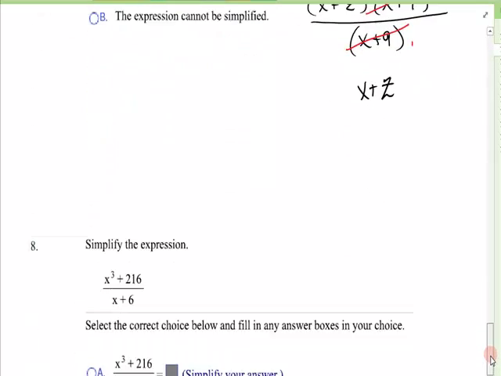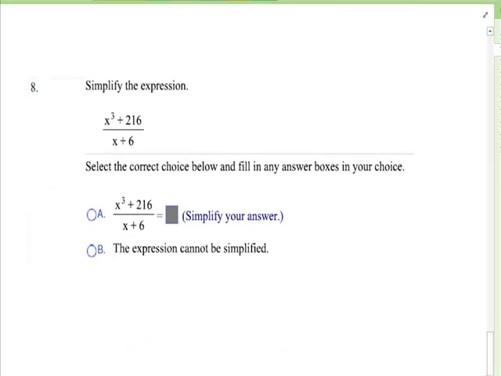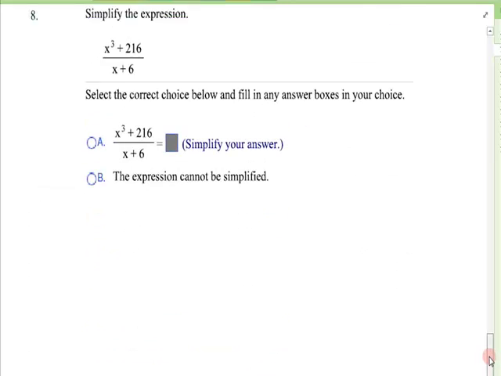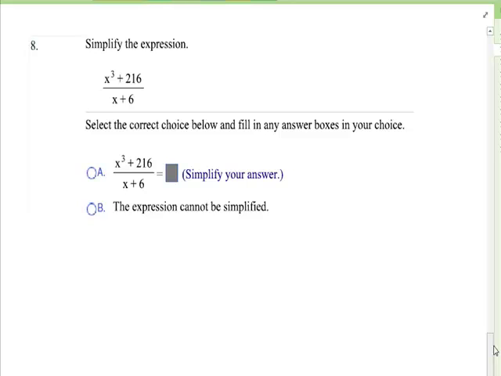So anytime you're asked to simplify, you need to factor. Factor. Number 8. This is our last one. I'm going to do my work on the numerator. I have x cubed plus 216. Now, there's no common factor. I see an x cubed, so it makes me think that 216 might be a perfect cube, so I can test that. And sure enough, 6 times 6 times 6 is 216.